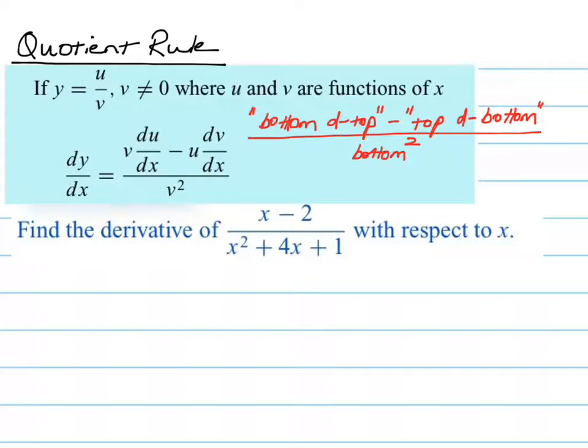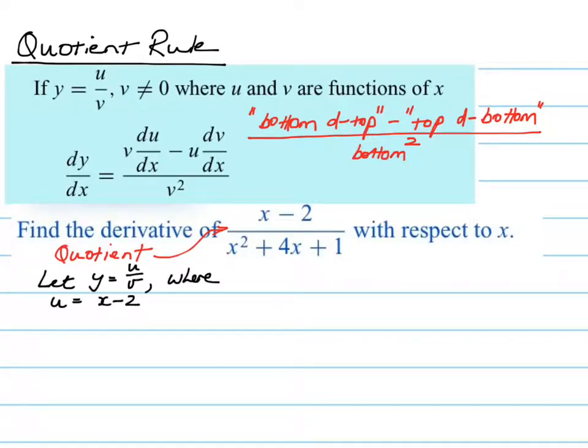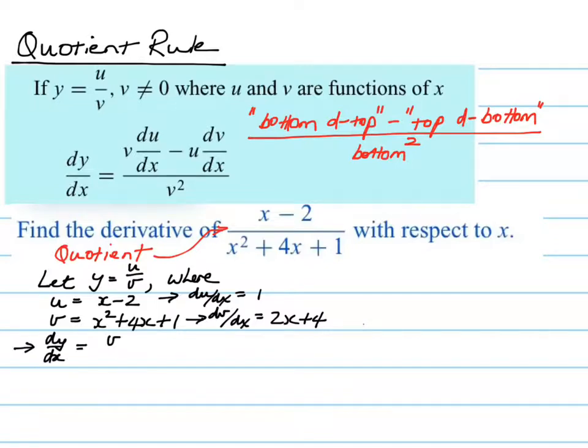Well, that's a quotient, isn't it? Boy, if ever I saw one, that's a quotient. Something divided by something else, and they're both functions of x. So let's make y equal to u over v, where u is the top one and v is the bottom one. Now we're going to get our derivatives. du/dx is, oh yes, that's just 1. That's nice and handy. And dv/dx would be, do you agree with that? Good.